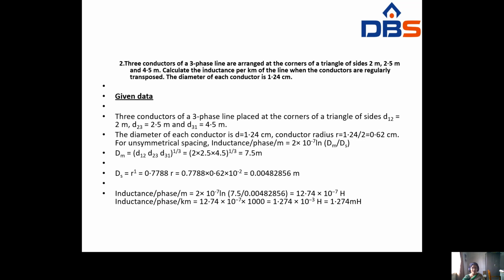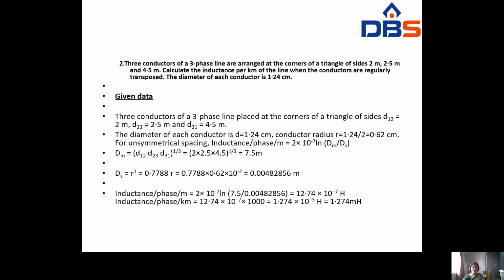What are the values in the problem? D12 is 2 meters, D23 is 2.5 meters, and D31 is 4.5 meters. You multiply all of them and take the cube root. Solving with this formula, finally you get the mutual GMD value as 7.5 meters.